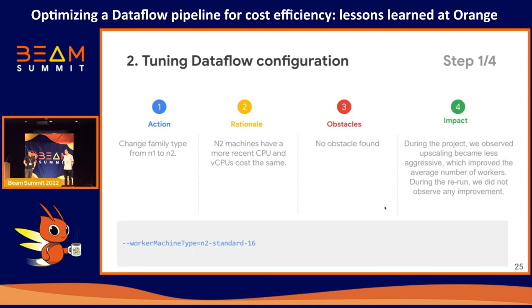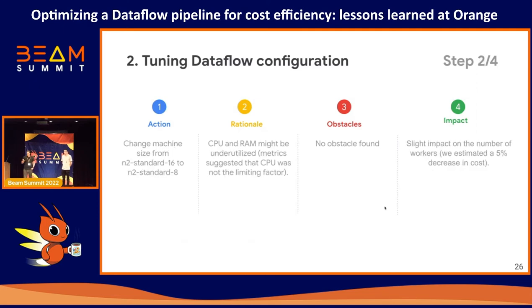Here are the parameters. For the impact, we unfortunately did not observe the same result between the project phase and the rerun. For the project phase, we observed a less aggressive upscaling, and the average number of workers required to process our data decreased. But during the rerun, it was quite the same with N1 workers and N2 workers. But as it's priced the same, we will continue using N2 workers for the next tests.